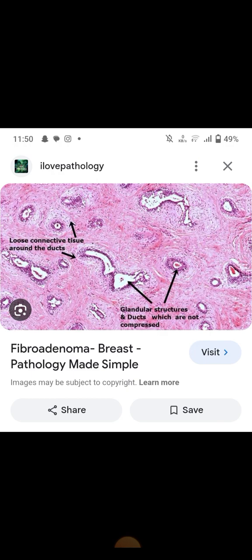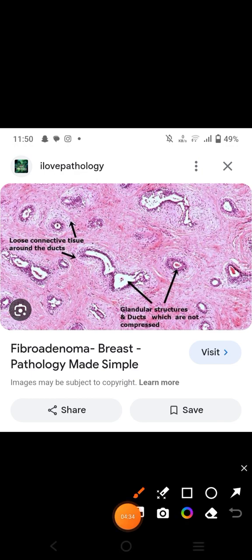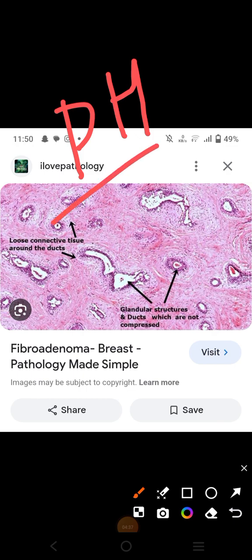But two growth patterns are also seen in this tumor. One is the intracanalicular pattern and the other one is the pericanalicular pattern. In the pericanalicular pattern, we call it a hard tumor, and in the intracanalicular pattern, we call it a soft tumor. You can remember it as pericanalicular starts with P and hard starts with H.